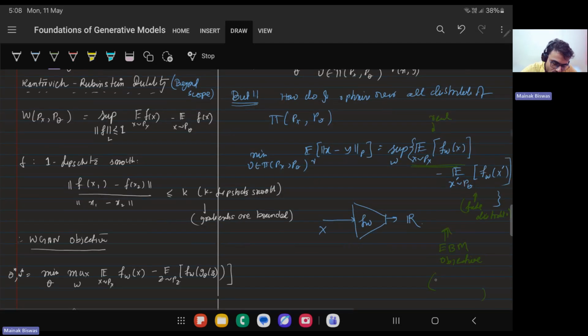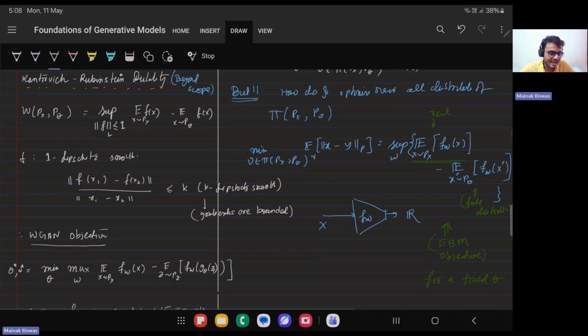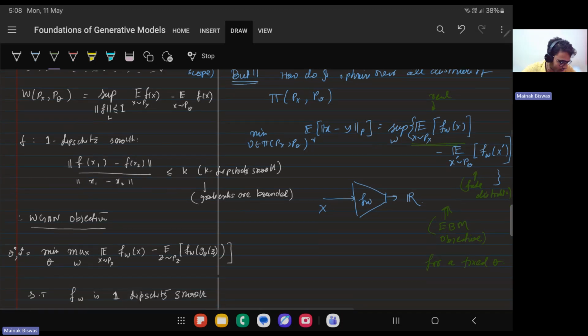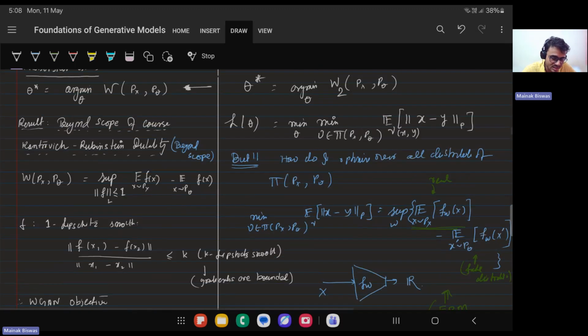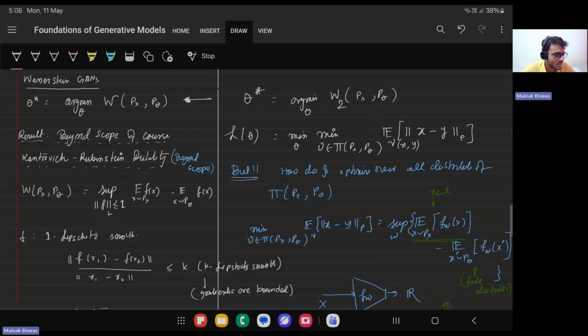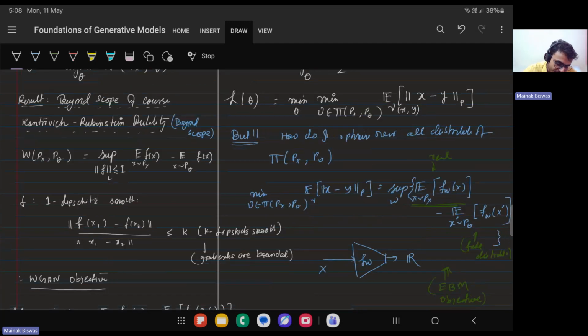Objective for a fixed theta generator. So now what will I have? What will be my structure? There are some properties that you must have, remembering, must not forget, remembering, is that this function fw should be a Lipschitz 1 function. It should be Lipschitz smooth.